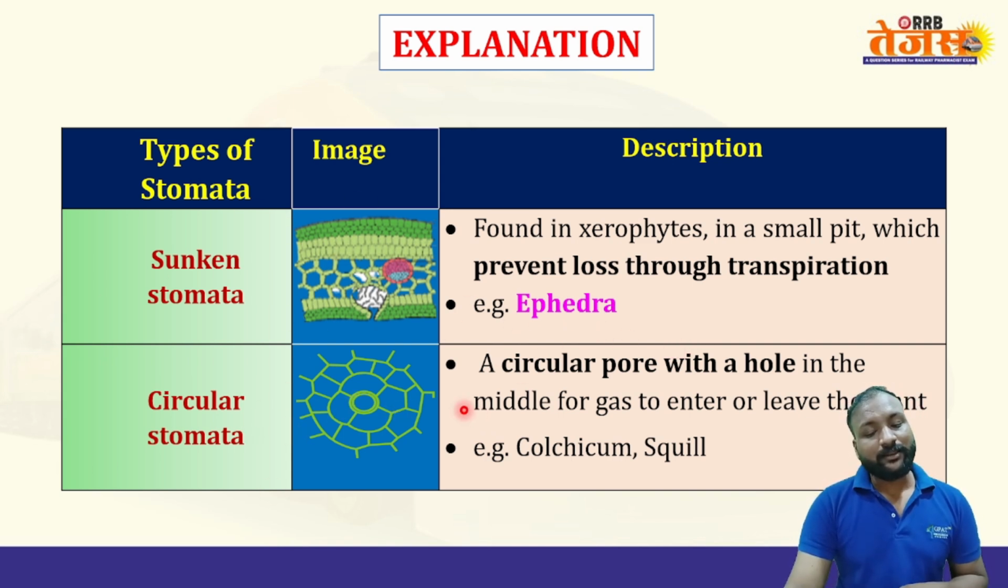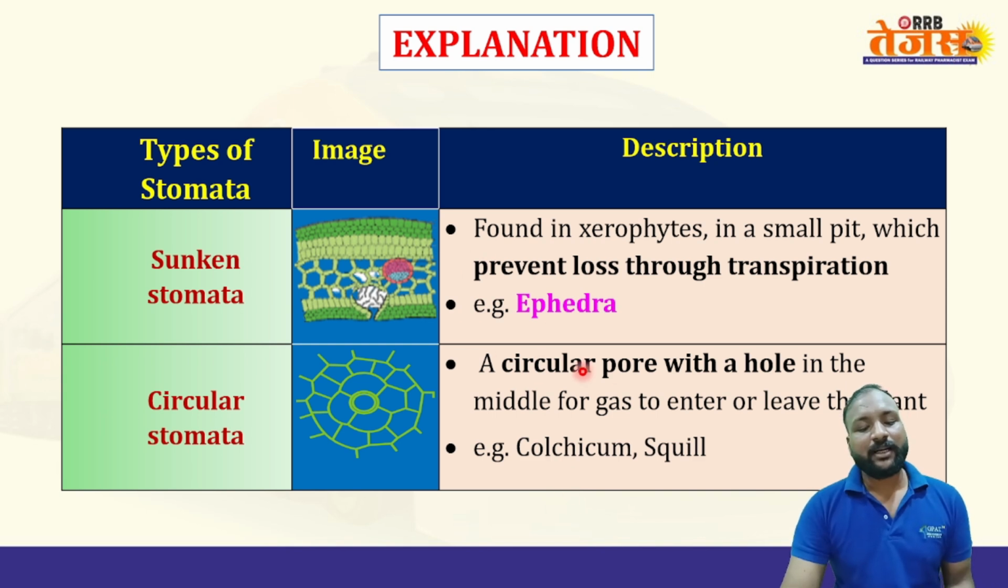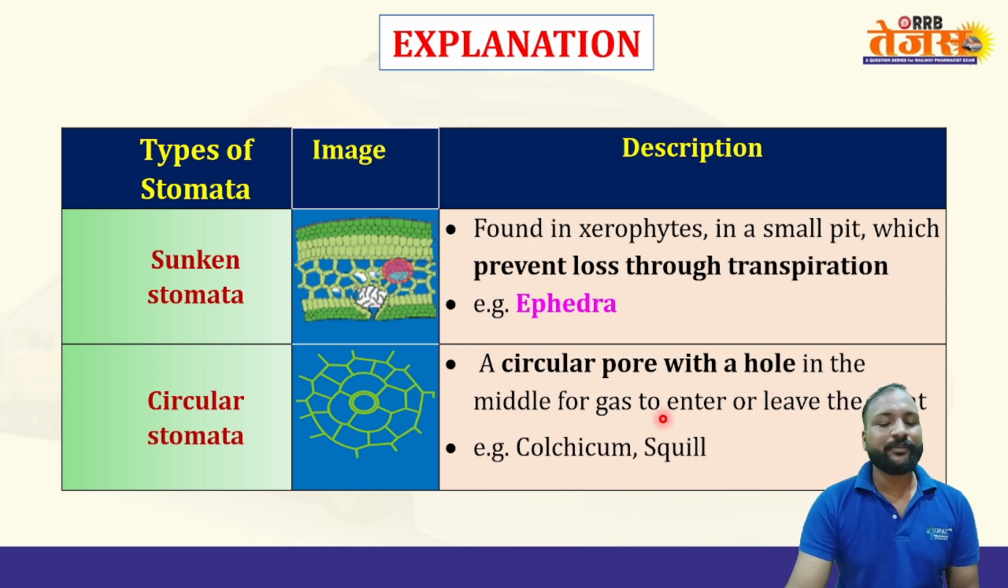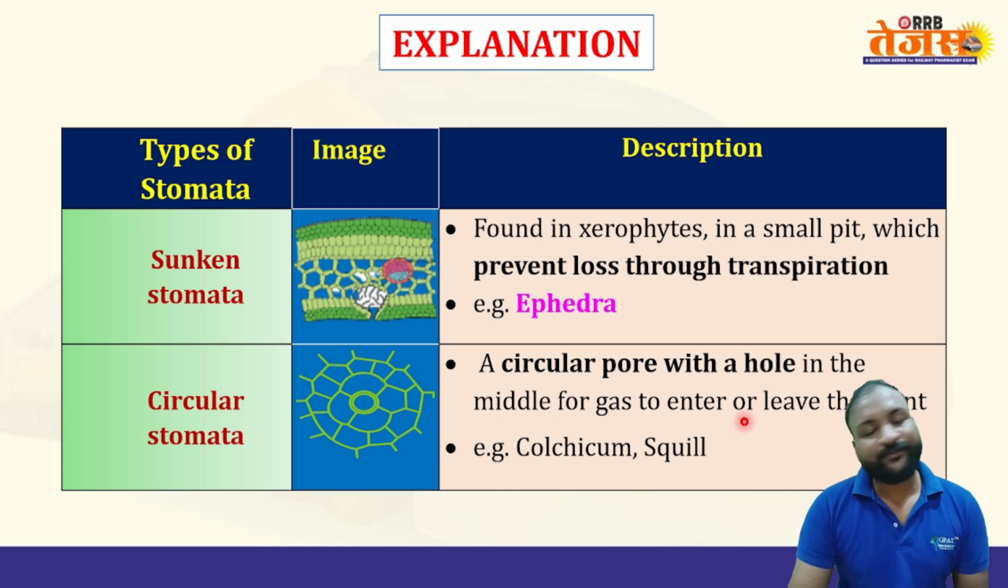This is a circular stomata, C, colchicum and squill. C refers to colchicum, S refers to squill. So circular stomata will be seen in colchicum and squill plants. It is a circular pore with a hole in the middle for gases to enter or leave the plant. So, for gaseous exchange.